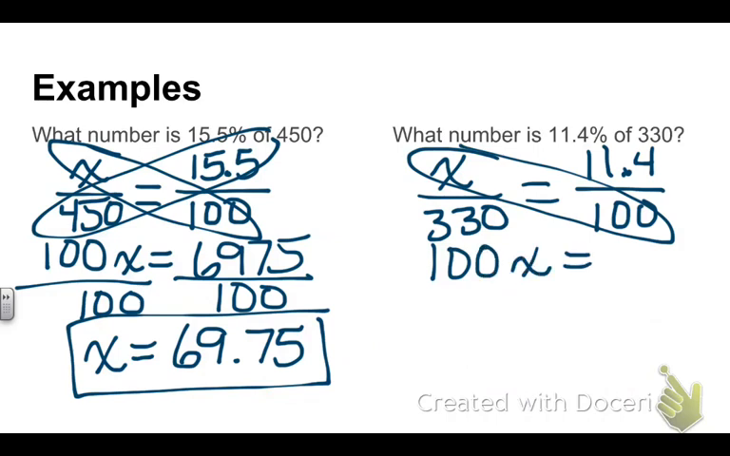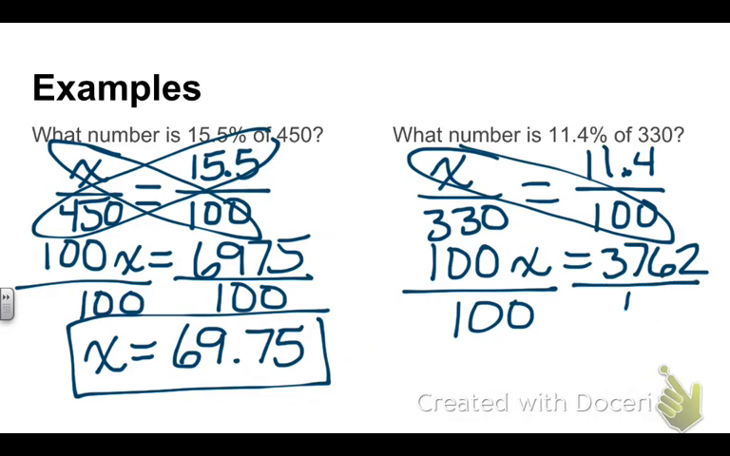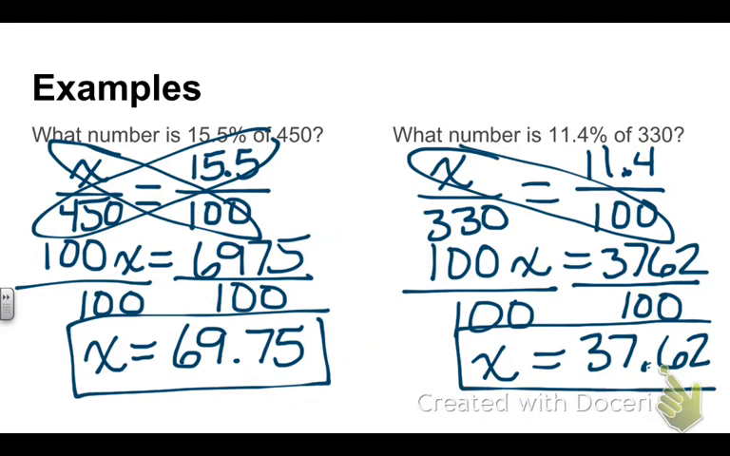100x is equal to 3,762. x is being multiplied by 100, so do the opposite, divide by 100. So x is going to give you 62. Okay?